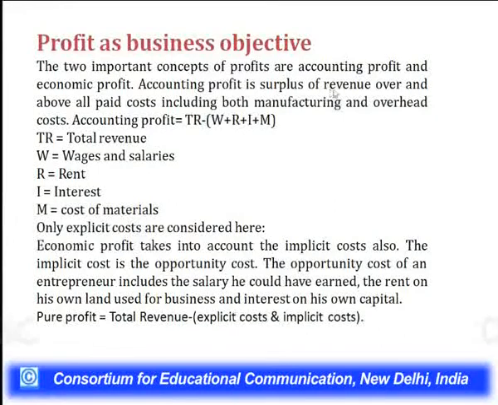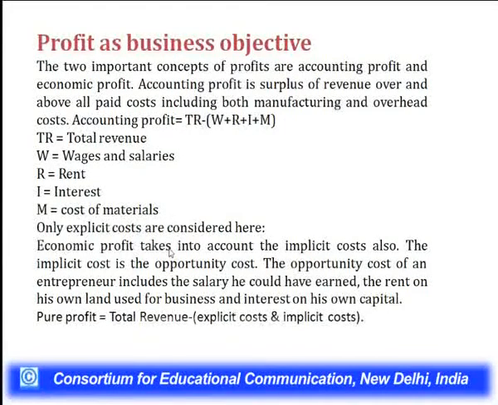Accounting profit is the surplus of revenue over and above all paid costs, including both manufacturing and overhead costs. Accounting profit is equal to total revenue minus wages plus rent plus interest plus cost of materials. When all these costs, which are inclusive of wages, rent, interest paid and the cost of material, that is actually the total explicit cost of production, are deducted from total revenue, this is called accounting profit.